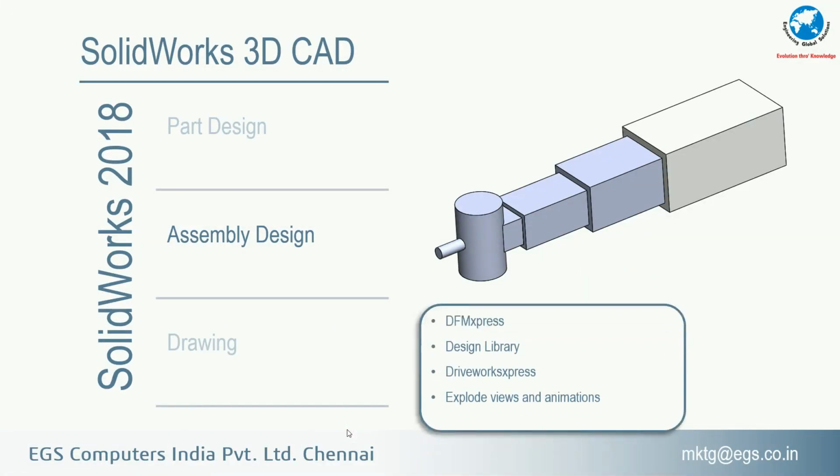In assembly, we have a design library where standardized components like bearings and pins can be simply dragged and dropped, and we can also create our own design library where a specific component which will be used in many assemblies can be saved as a library file. We can also explode and view the components in a very simple manner.